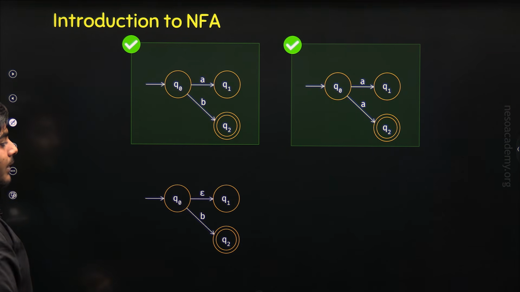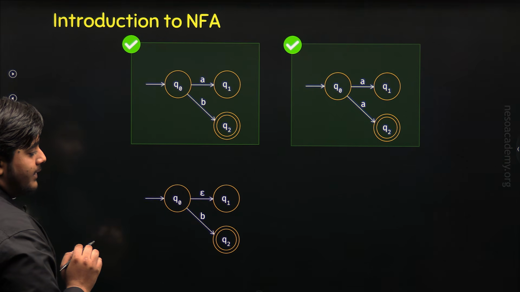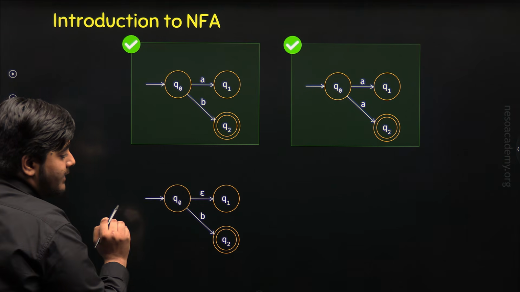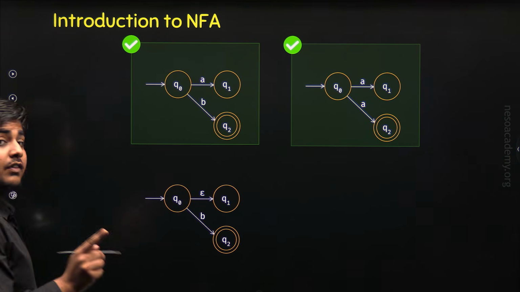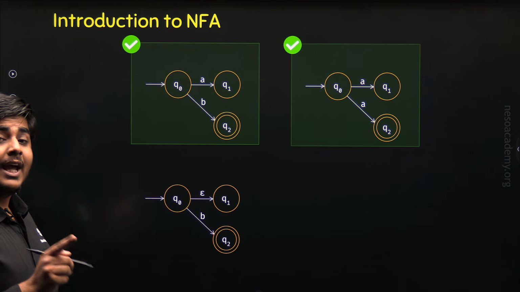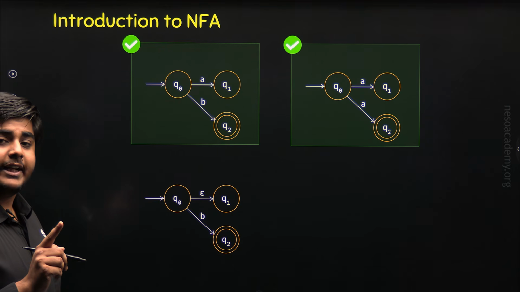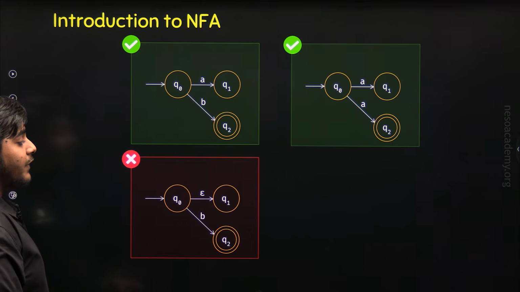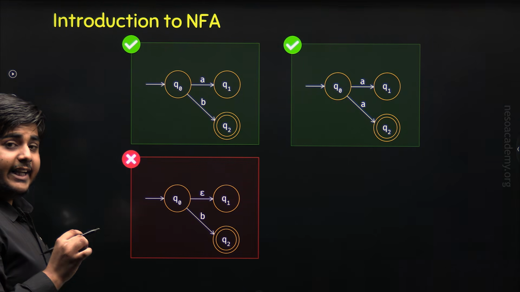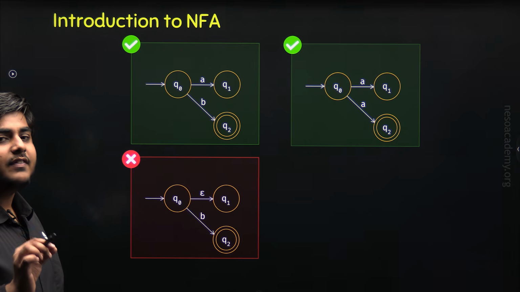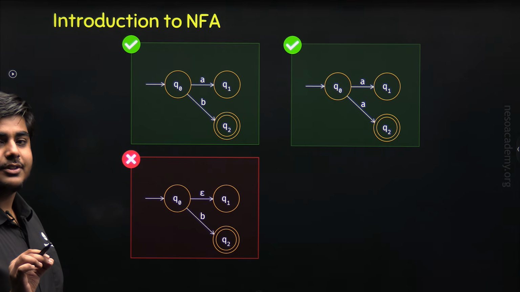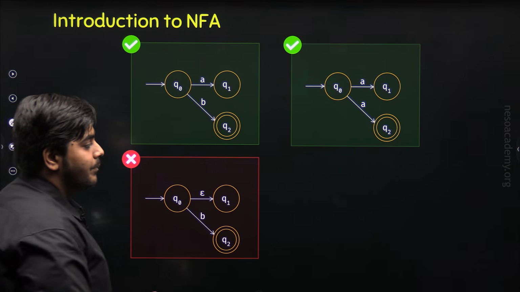Let's see the third example. In this diagram, you can see there is an epsilon transition or a null move, which is not allowed in DFA as well as in a regular NFA. So this is neither a DFA nor an NFA, but it is an epsilon NFA that we will study in our upcoming lectures. Let's see the last diagram.